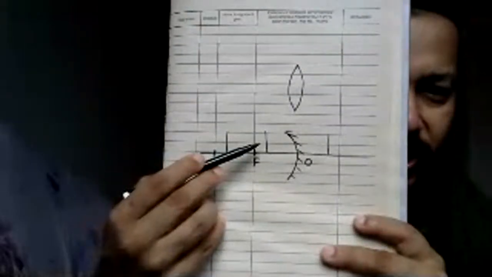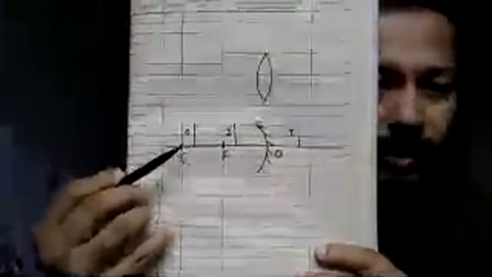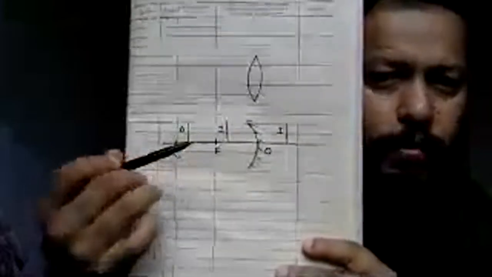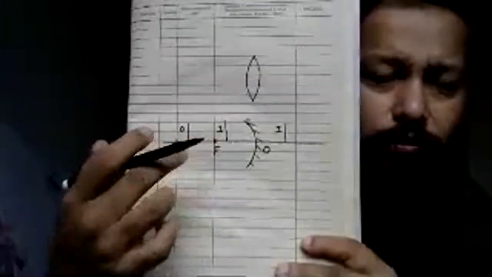So you may get the image here or here. This is my object. You may get the image anywhere. This is my object, this is my image. Try to understand, all of you. Anywhere the image can form.